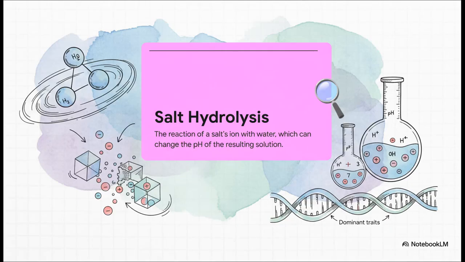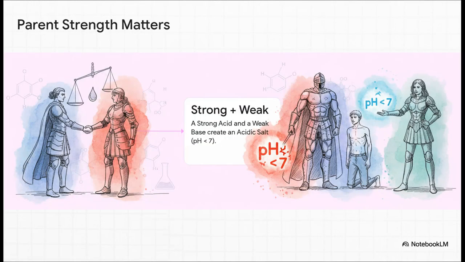It all comes down to a process called salt hydrolysis. It sounds complicated, but it's not. It just means that the ions from the salt can actually react with water and, you guessed it, release either some H+ or OH- ions, which totally changes the pH. It's almost like the salt's child inherited a really strong, dominant personality trait from one of its parents. See, it all depends on how strong the parent acid and base were.